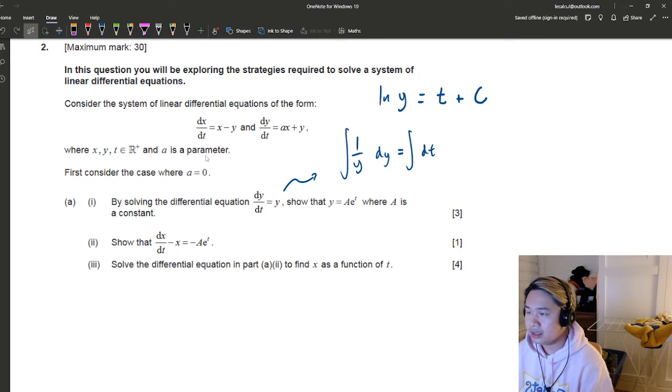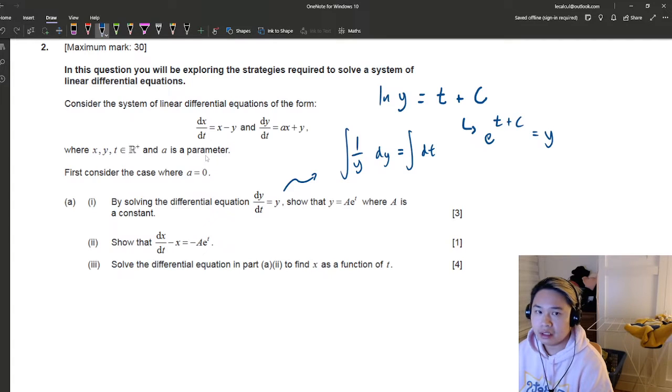And then we solve for y. Basically this is saying that e to the power of t plus c is equal to y. If you're adding exponents, you can write that as a multiplication of two powers of e. And e to the power of c is just some number, so they just change it to a. And then you're done.